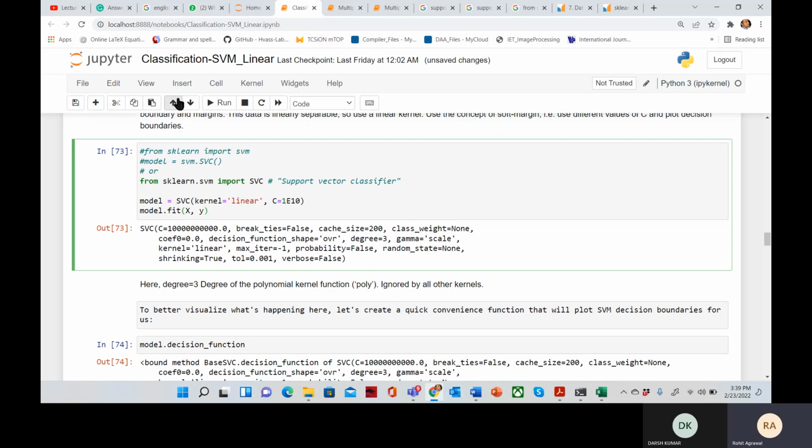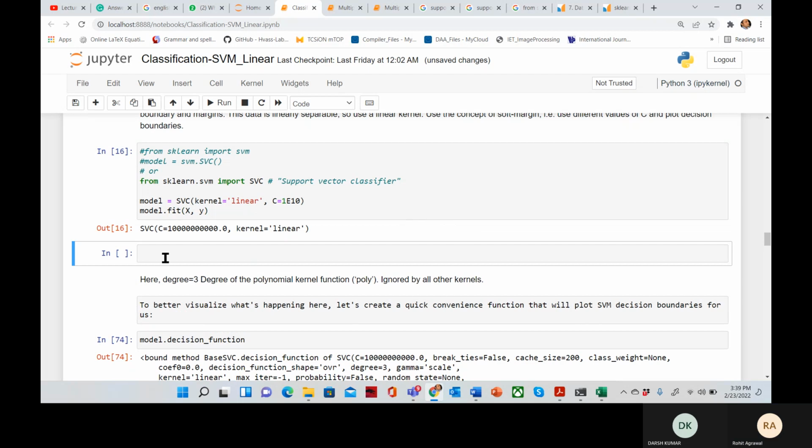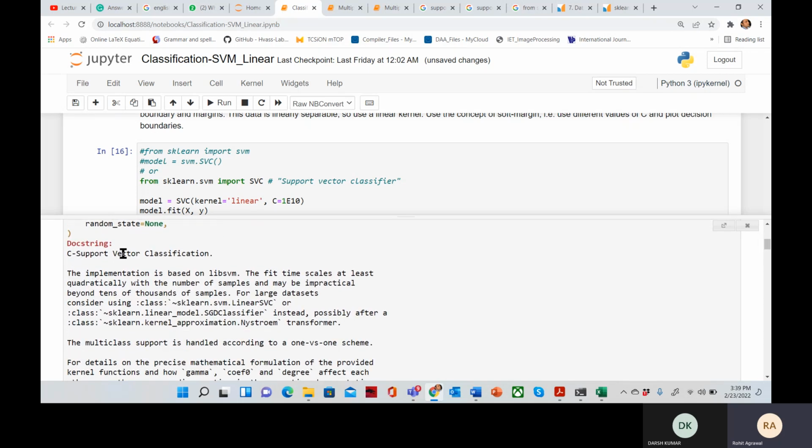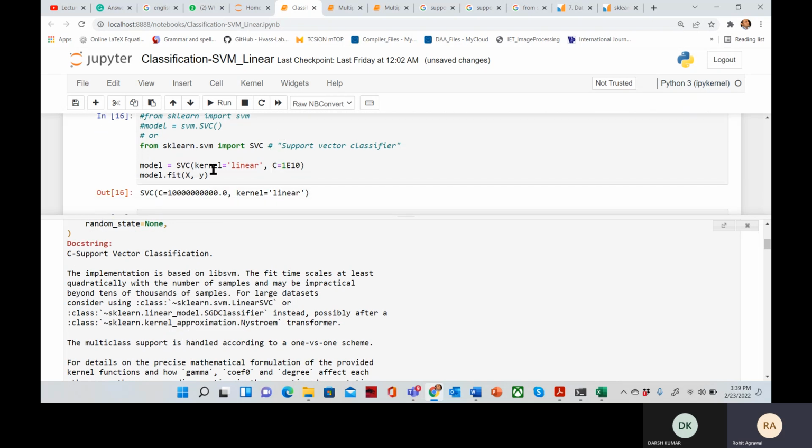I will show you what is the purpose of all these. SVC, and check here. Kernel is radial basis function, degree, gamma, and so on. Now see what we used here: linear. That means we are working for linear classification. Clear?